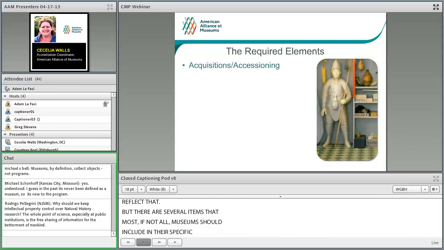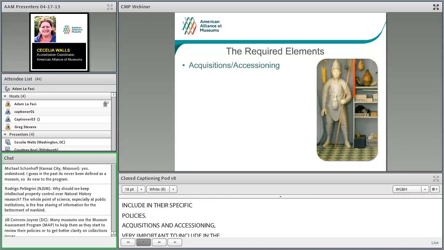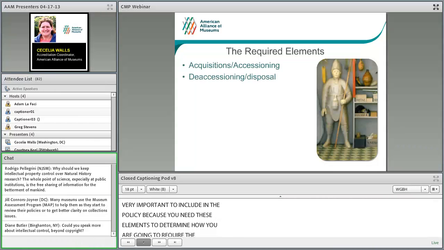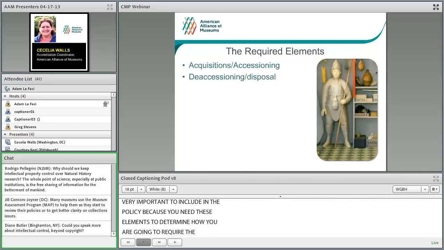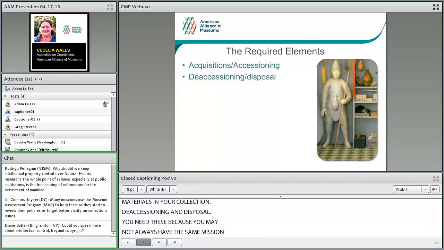Acquisitions and accessioning, very important to include in the policy because you need these elements to determine how you are going to acquire the materials in your collection. Deaccessioning and disposal, you need these because you may not always have the same mission that you started off with 50 years ago. And some of your objects may no longer meet your museum's needs. So you need policies on how to deal with those objects.